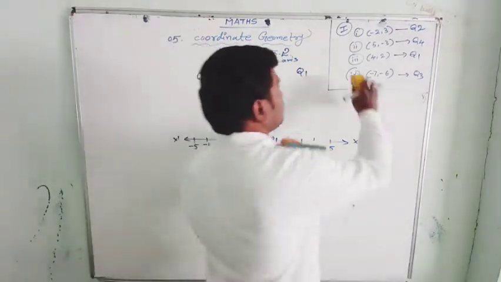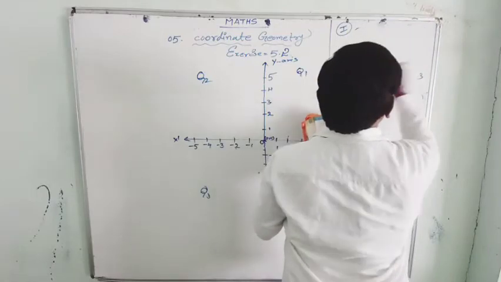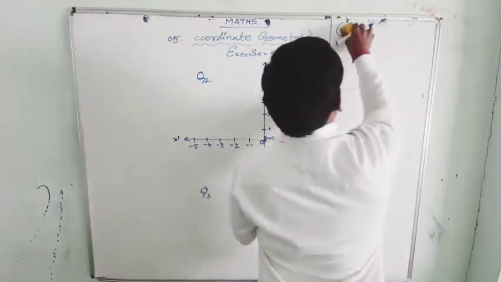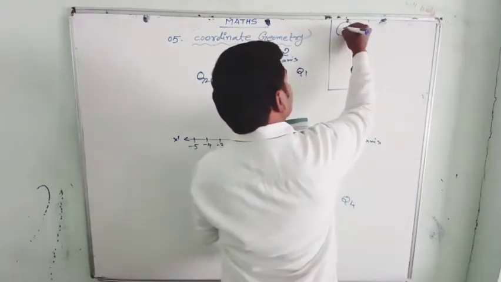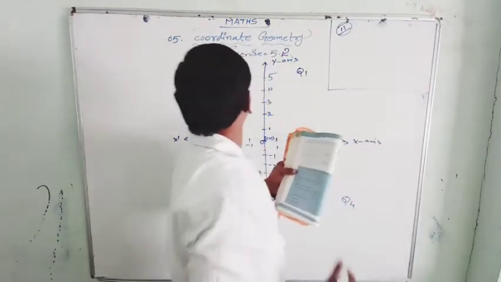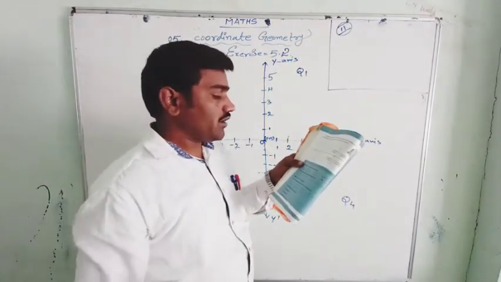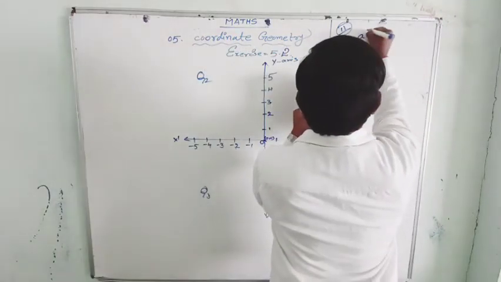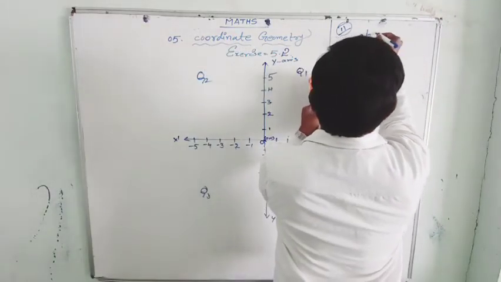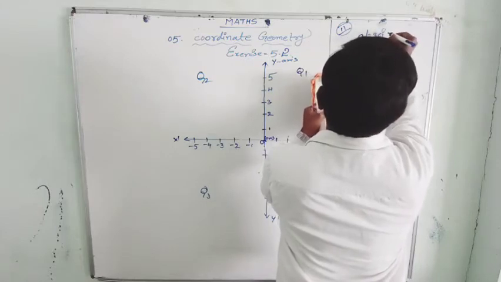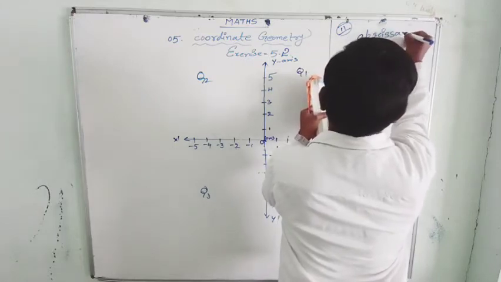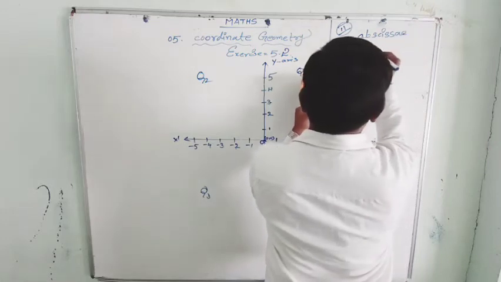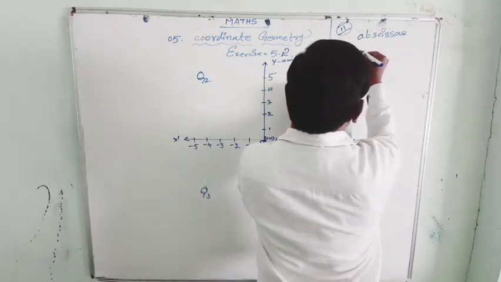So next, bit number 2: write the abscissa and ordinate. Here you should know the meaning of abscissa and ordinate.